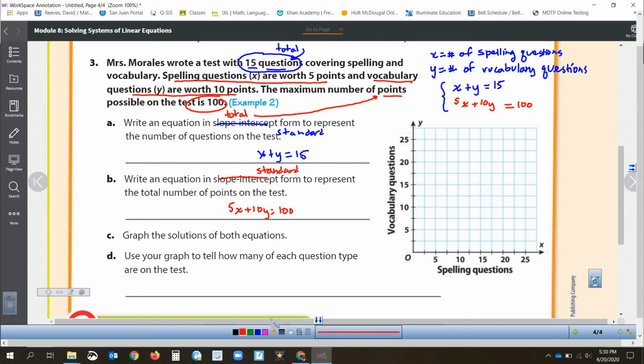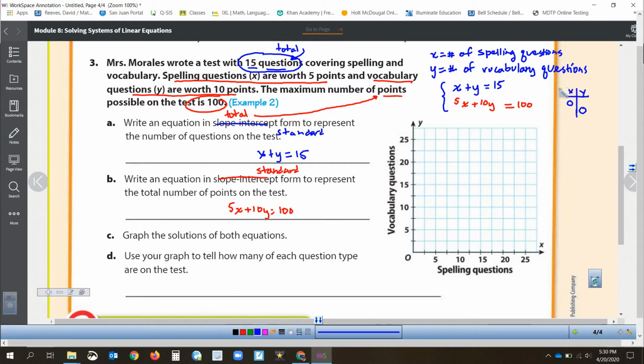All right, here we go. This is where I recommend, when you have an equation in standard form, to make a table. If you watched the previous video, I did this when I had an equation, and now I have an equation, x plus y equals 15. I'm going to put in 0 for x and 0 for y.